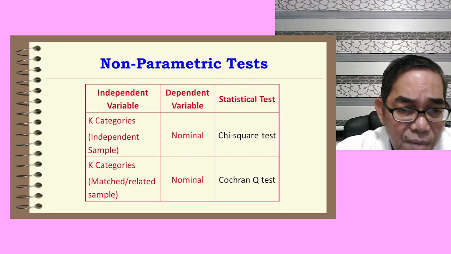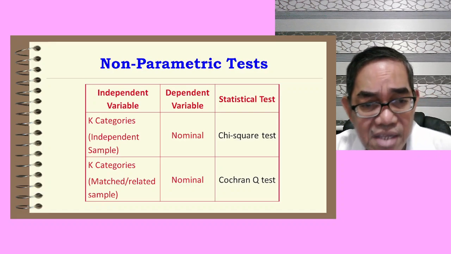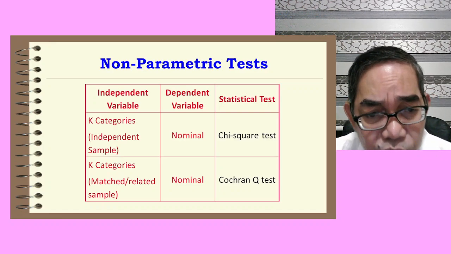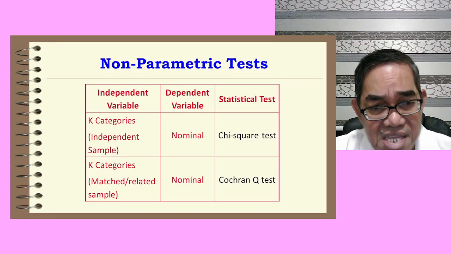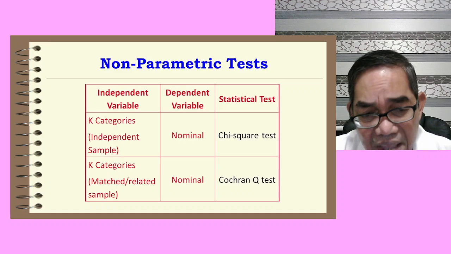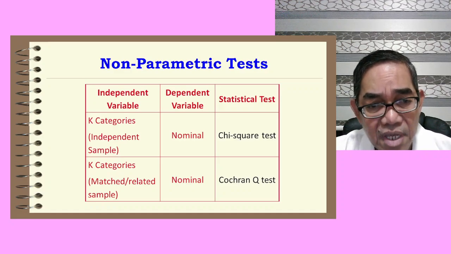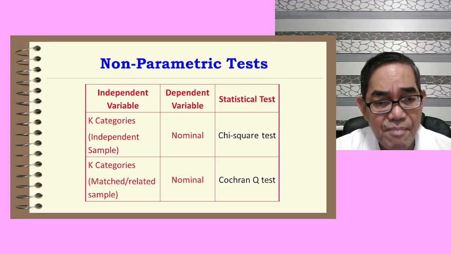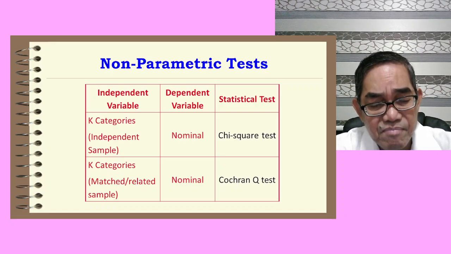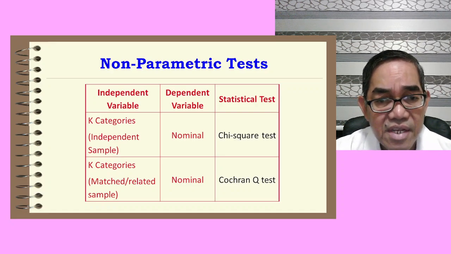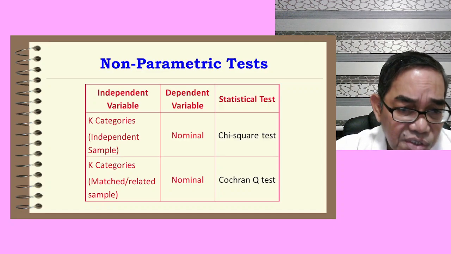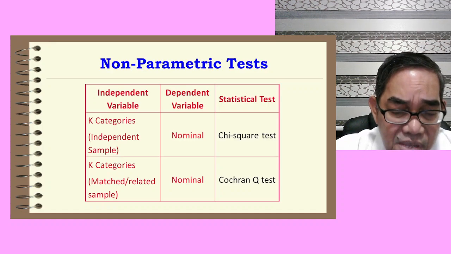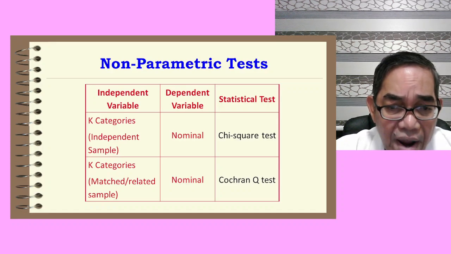Now, if we have K categories, when we say K categories, we mean more than two categories, and these categories are independent of each other. They are not related. They are not the same participants. These are different participants for different categories. And then the dependent variable is nominal. Again, chi-square test, because the independent is qualitative, the dependent is also qualitative. We use the chi-square test.